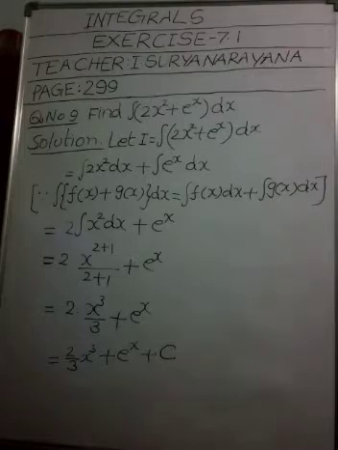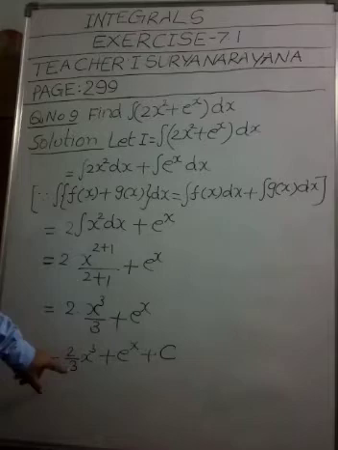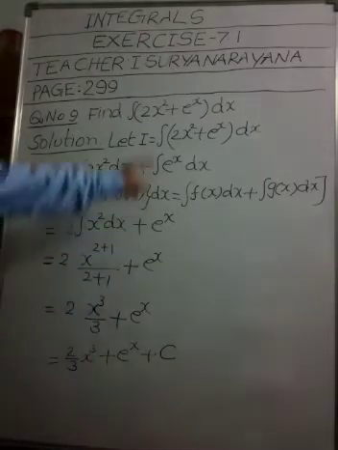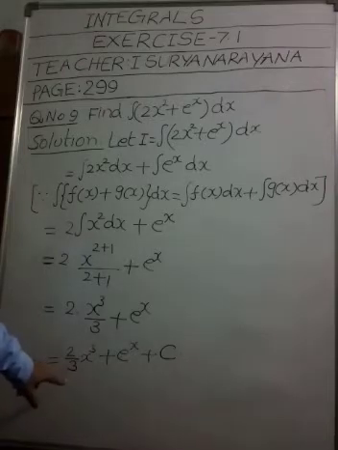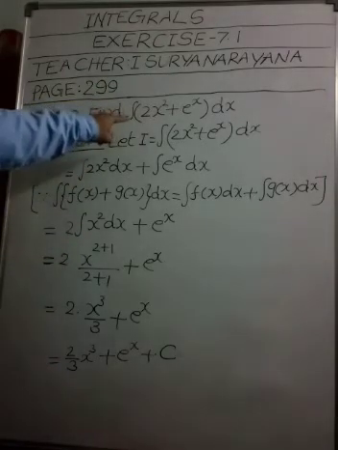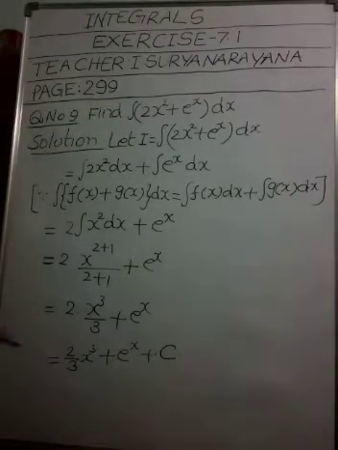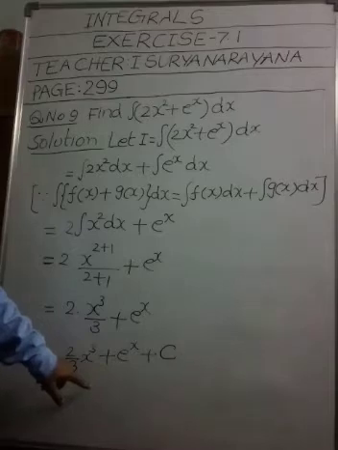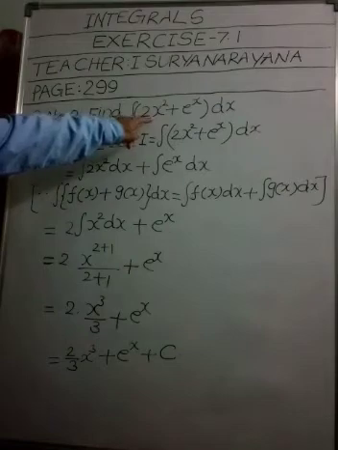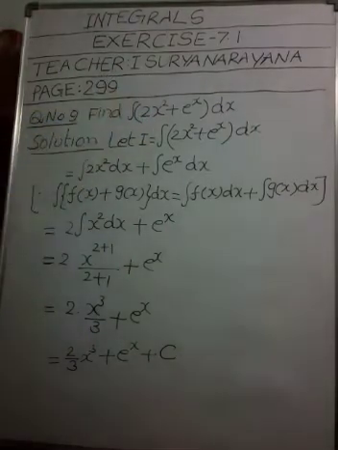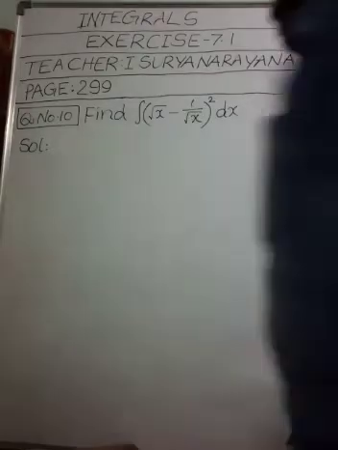Okay, my children. In the reverse order, if you take the differentiation, if you find the derivative of this function, we get this function only. That is why this answer is called the antiderivative of the given function. If you want to check whether we got the correct answer or not, if you find the derivative of this function, you should get the given function. Okay, my children, right. Now come to question number 10.